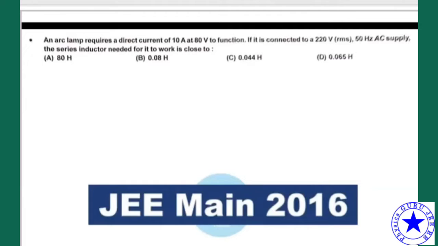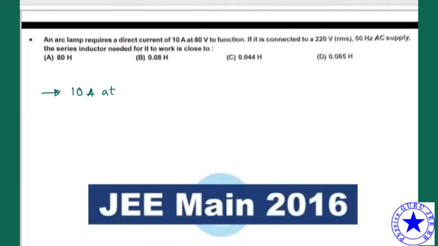See, using direct current, 10 amps of current flows at 80 volts of EMF. See what is the given data. 10 amps of current at 80 volts of EMF. Now I would like to calculate the resistance of the arc. How to calculate the resistance of the arc? I can write 80 divided by 10, that is voltage by current. So we'll be getting 8 ohms. This is nothing but 8 ohms. Hope it is clear till this point.